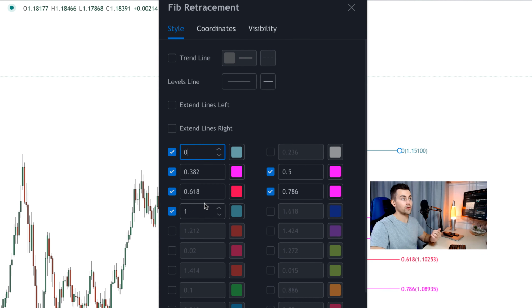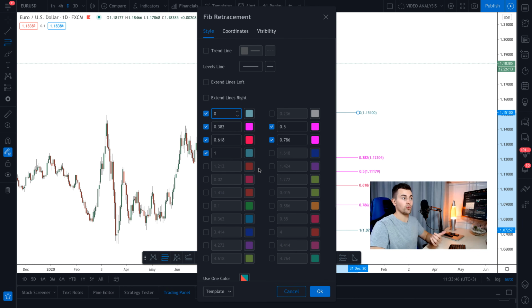I want to focus your attention on the 0.382 level, 0.5 level, 0.618 and 0.786. In my view, these are the most important levels, and though these are the default numbers, based on my backtesting and my experience, I realized that these are the most efficient levels. So these are the levels that we will work with.